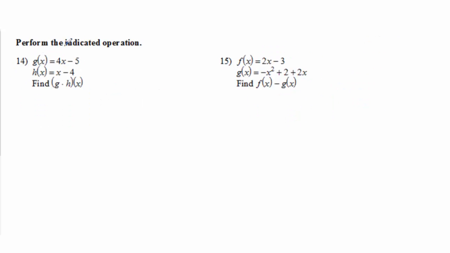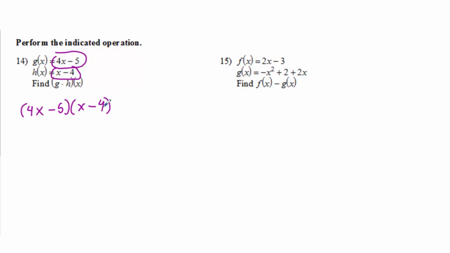Okay, so perform the indicated operation on 14. We're going to multiply because it says g times h of x. So I want to take g and h and multiply them together. And this does not mean multiply by x. It just means that at the end, I'm going to have my answer with x in it.